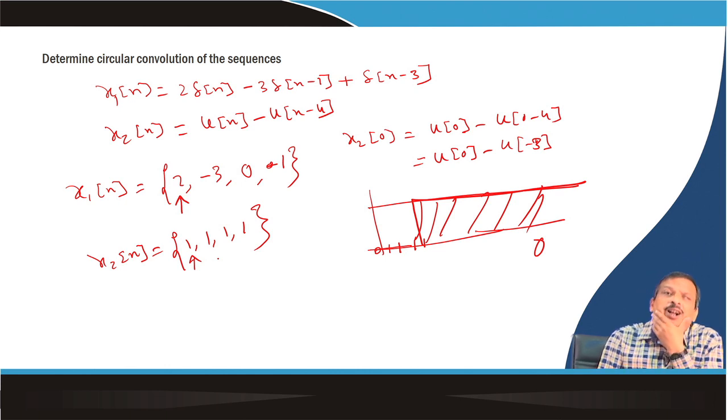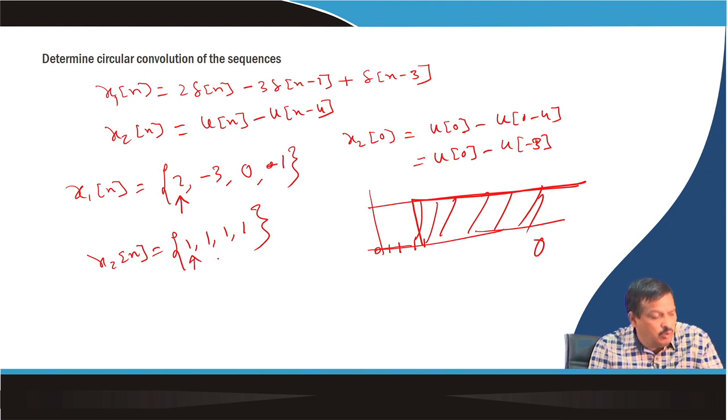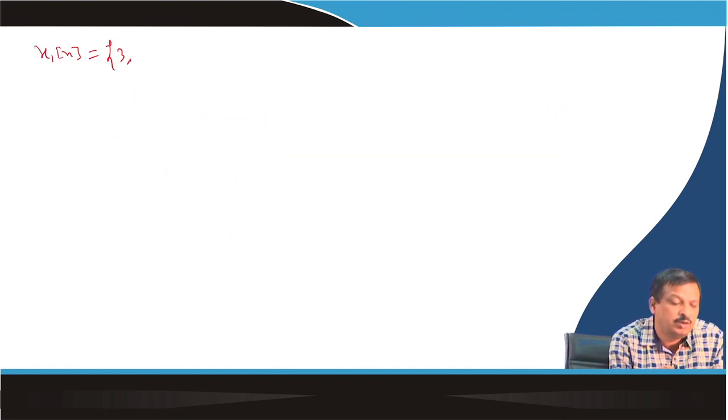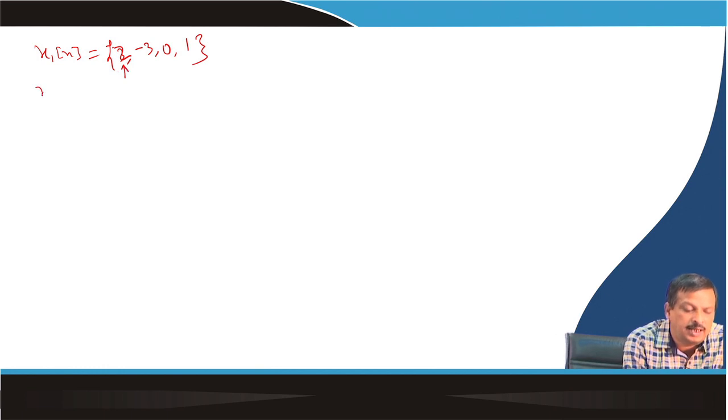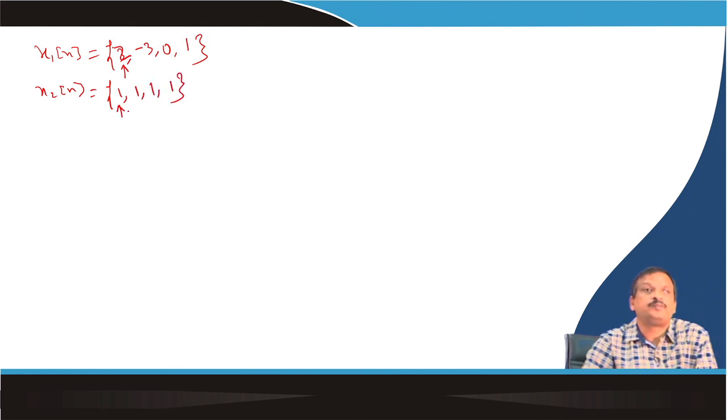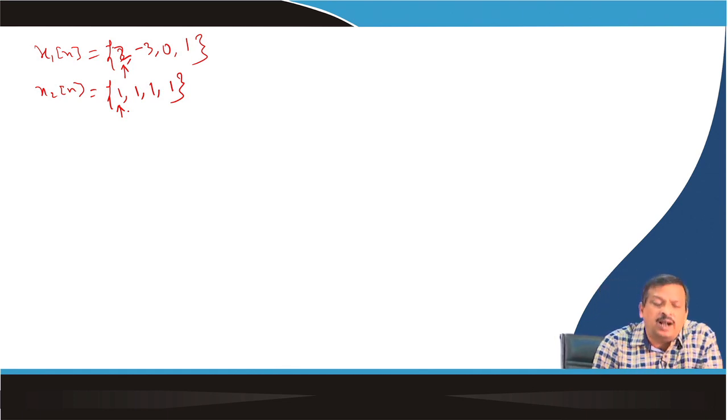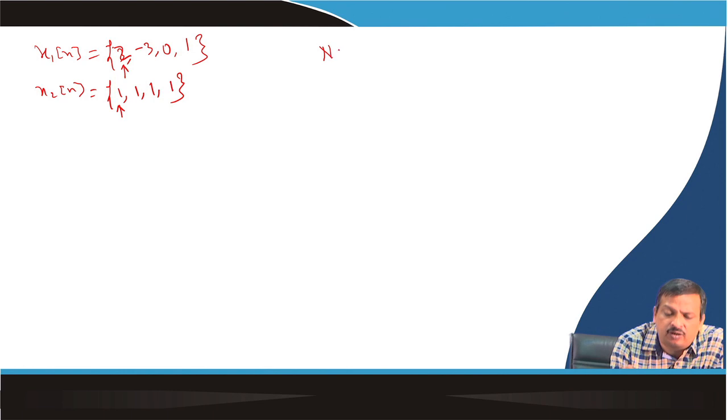Now, what I said, calculate the circular convolution of the sequences. So, how do you calculate? I know x1 of n, so I write it down on top: x1 of n is equal to 2, minus 3, 0, 1, and this is the 0th sample, and x2 of n is equal to 1, 1, 1, 1, and this is the 0th sample. Now, I said calculate the circular convolution for N equal to 4.